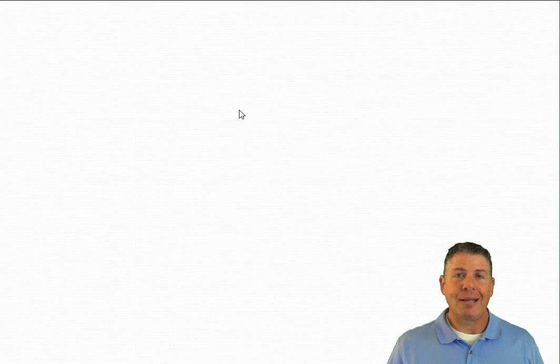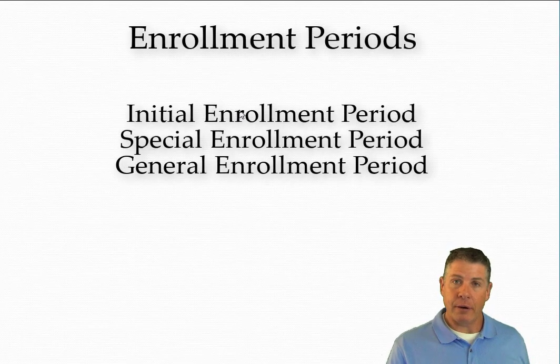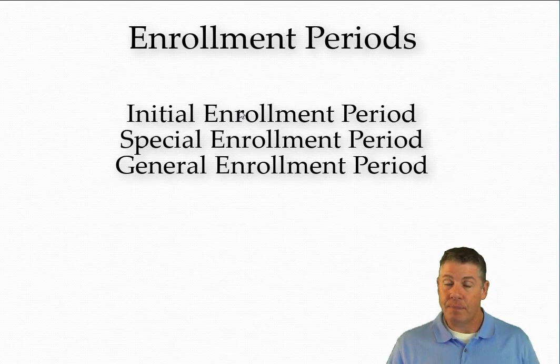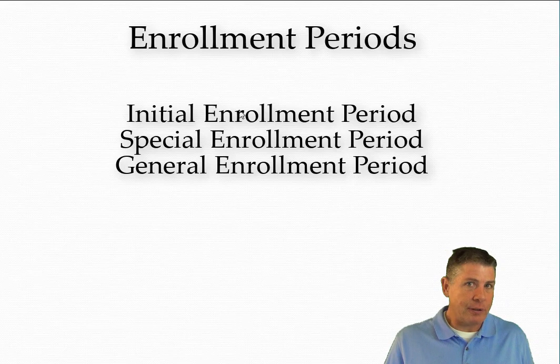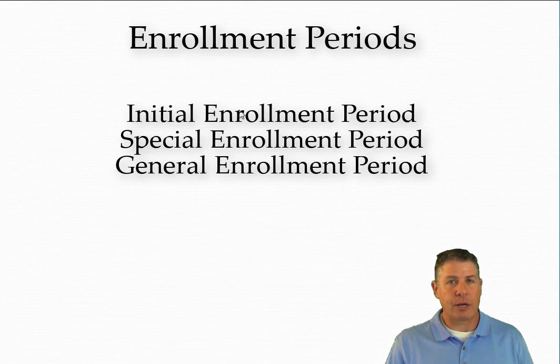I spoke about the enrollment periods. You have your initial enrollment period, which revolves around your 65th birthday. We talked about your special enrollment period that applies typically for people that have employer plans or some type of other insurance. And then there's the general enrollment period, which is from January 1st to March 31st.